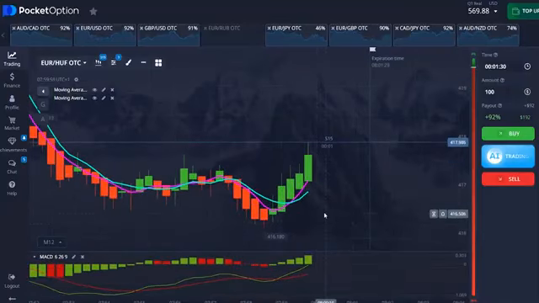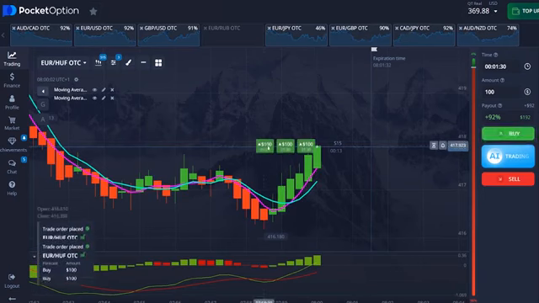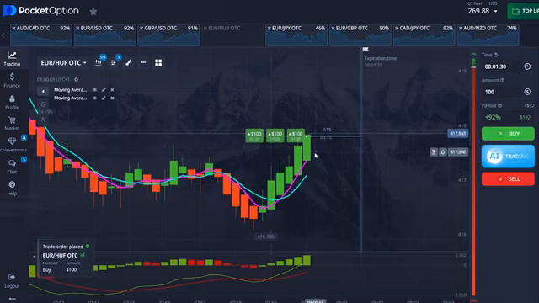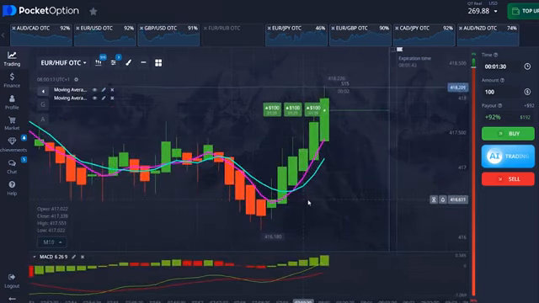So guys, if I find another opportunity for a buy trade again, I'm going to be entering a $300 trade right at this particular level.